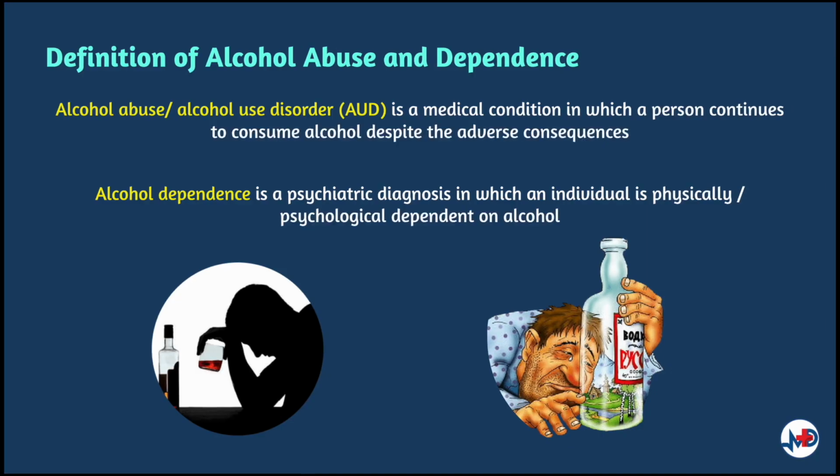Let's get started. Alcohol abuse or alcohol use disorder is a medical condition in which a person continues to consume alcohol despite the adverse consequences. Alcohol dependence is a previous psychiatric diagnosis in which an individual is physically or psychologically dependent upon alcohol, also chemically known as ethanol. Alcohol abuse encompasses a spectrum of unhealthy alcohol drinking behaviors ranging from binge drinking to alcohol dependence, in extreme cases resulting in health problems for individuals and large-scale social problems such as alcohol-related crimes.